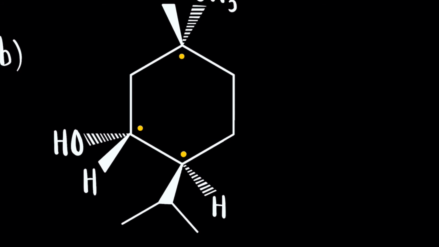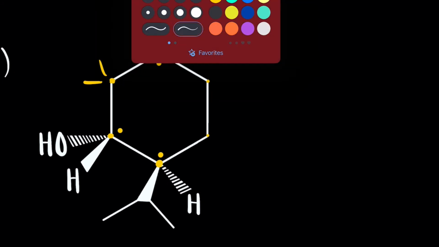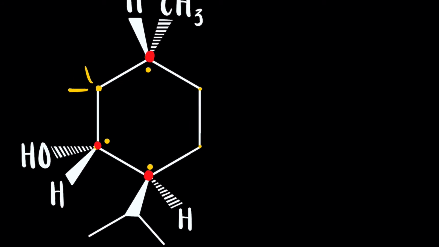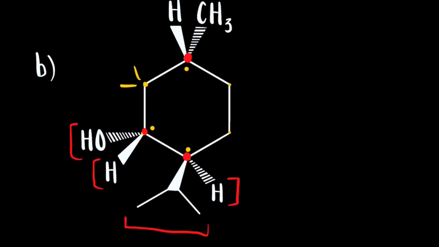Notice the pattern. These carbon atoms are bonded to 4 different substituents. This carbon atom is not. It's bonded to 2 hydrogens and 2 carbons. Same thing with here. Same thing with here. So we would say that menthol has 3 chirality centers. 1, 2, 3. The first one is bonded to a methyl and a hydrogen. The next one is bonded to an OH and a hydrogen. And the last one is bonded to a hydrogen and an isopropyl group.